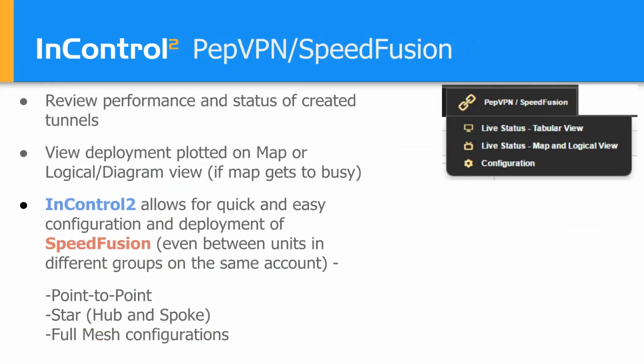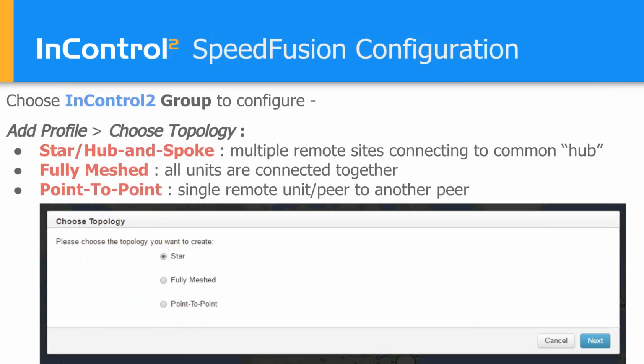Let's talk about setting up SpeedFusion. What this can do is you can keep an eye on the tunnels you have up and running, as well as get your tunnels up and running and pushed out to a whole bunch of devices very quickly. We support point-to-point, star deployments, as well as a fully meshed configuration pushed down from IC2. Very easy to do. I'll walk you through a hub and spoke deployment here.